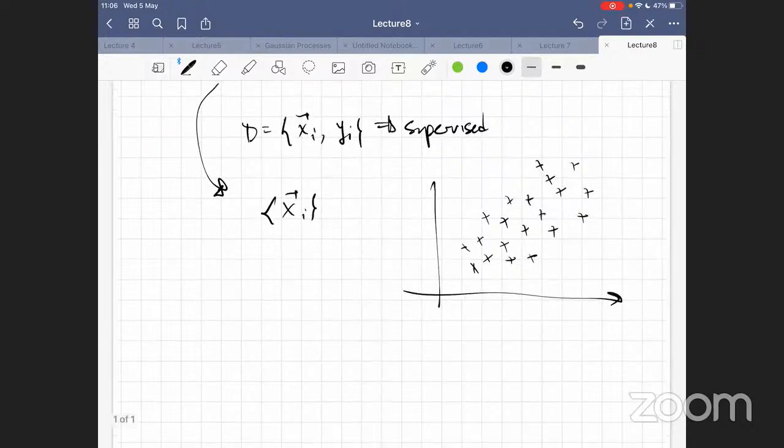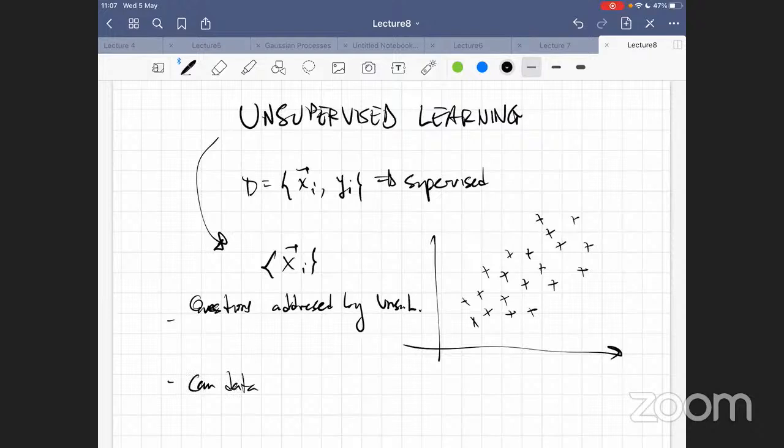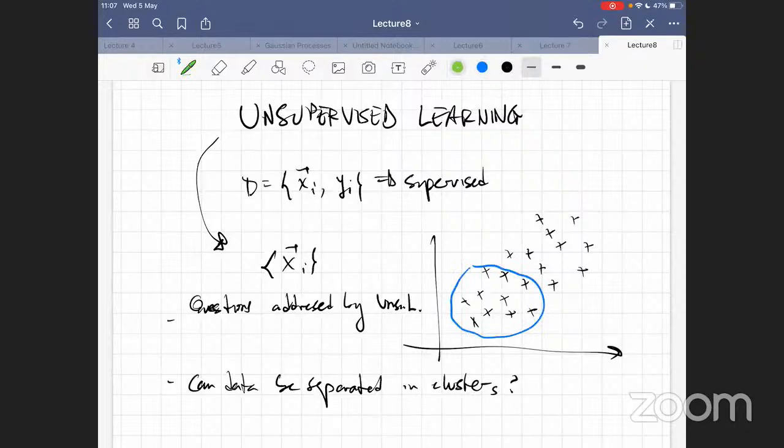So as I was saying, probably in the very first lecture of overview, there are questions that unsupervised learning tries to answer. So some questions addressed by unsupervised learning. So first question would be, can data be separated in clusters? Like maybe this is a cluster and this is another cluster.